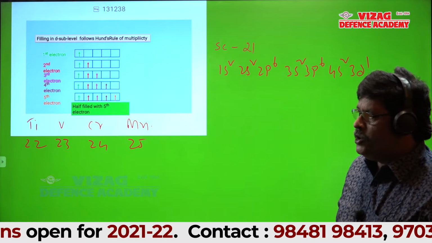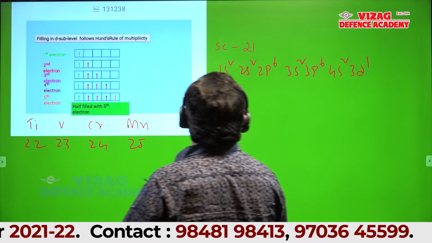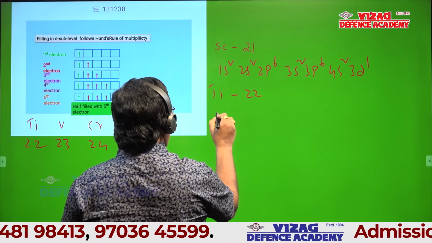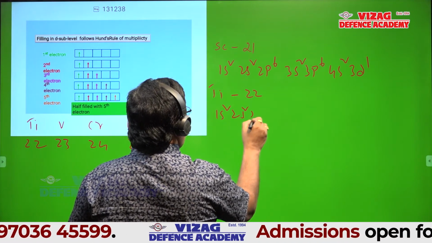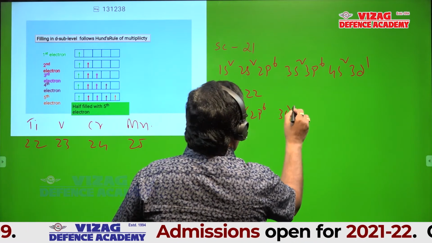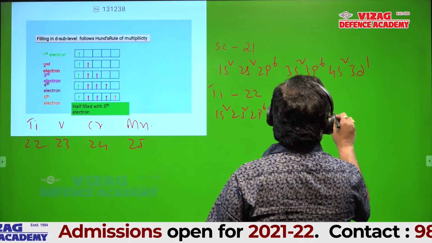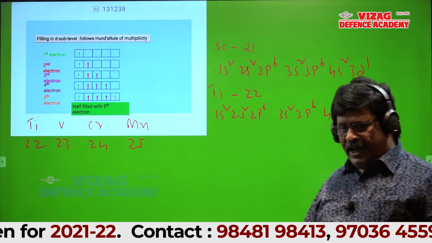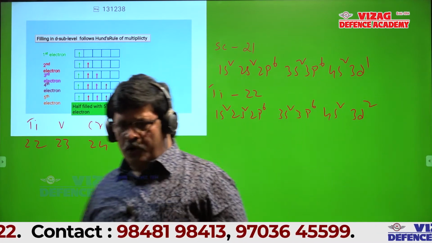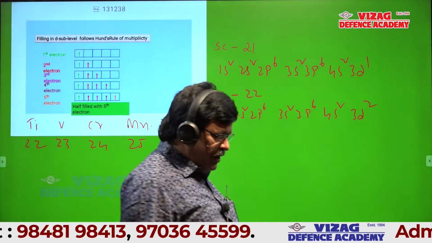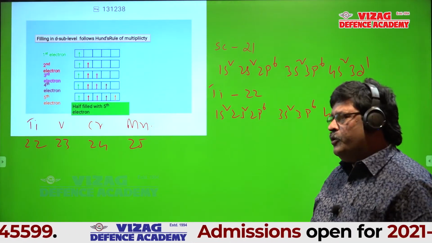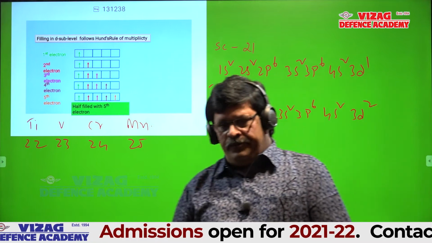Right. So I'll write titanium. Titanium atomic number is 22. 1s2, 2s2, 2p6, 3s2, 3p6, 4s2. No need to write 3dx, because you don't know the designations of d orbitals; that we'll discuss in the atomic structure lesson. You can write simply 3d2.